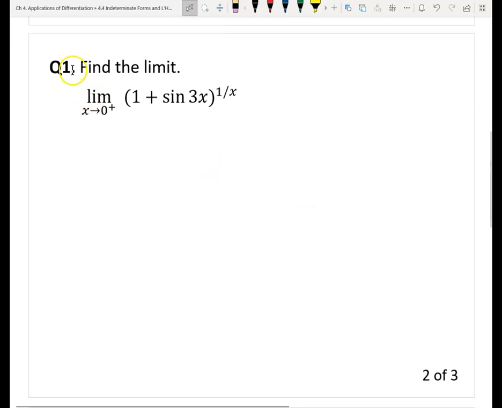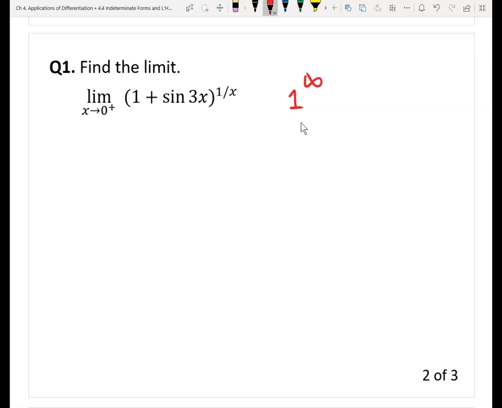Here is the first question, and we have a limit of a power. Let's check first what the type is. The base is 1 plus 0, which is 1. So the base is 1. What is the power? 1 over 0. Of course, it goes to infinity. Can you see? That exactly belongs to the type we just discussed.